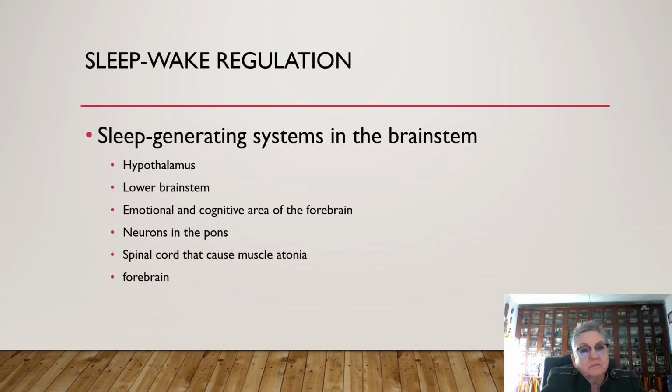So let's review slightly and think of the sleep-wake regulation. We have the sleep-generating systems in the brainstem. We talked about the hypothalamus and the lower brainstem, the emotional and cognitive areas of the forebrain, the neurons in the pons, the spinal cord that causes muscle atonia, and the forebrain.